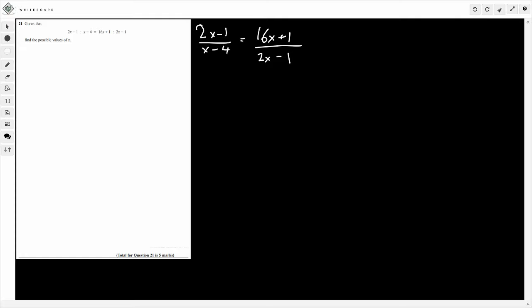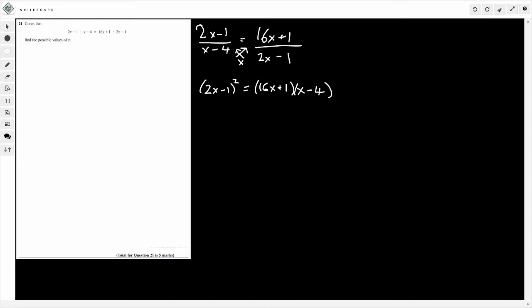How we do that is we multiply each side by the other denominator. So I multiply this side by x minus 4, and I multiply my left hand side by 2x minus 1. So it's the opposite denominator. I sometimes call it butterfly multiplication, but it's just cross multiplication like that. If I do that, I'm going to get 2x minus 1 squared is equal to 16x plus 1 times x minus 4. So we need to simplify this.